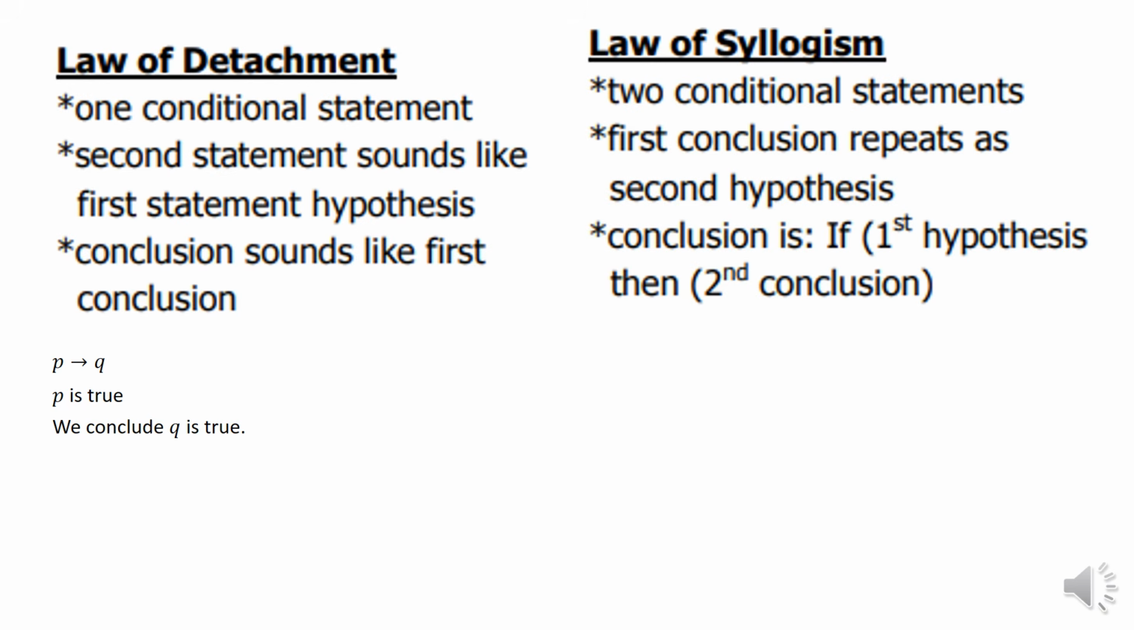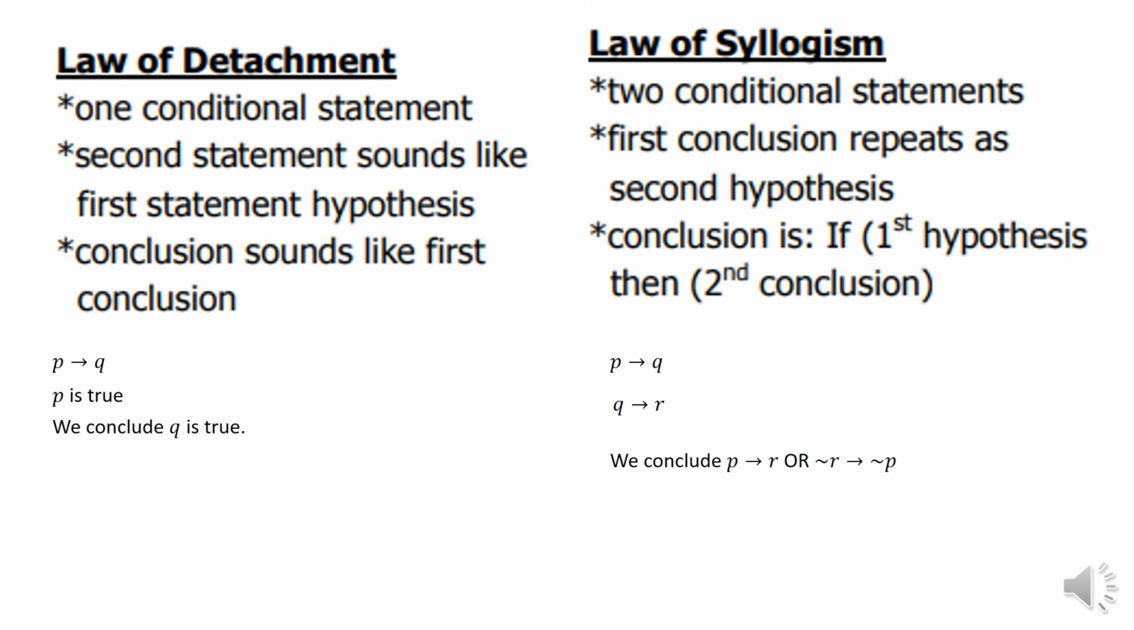Law of syllogism. You have two conditional statements, and the first conclusion repeats as the second hypothesis. The conclusion overall that you can make is the first hypothesis and the second conclusion. So if P then Q, and we are also told if Q then R, then we can conclude that if P then R, or you can also conclude the contrapositive, which is something they give you if they want the question to be a little more difficult. Not R, then not P.